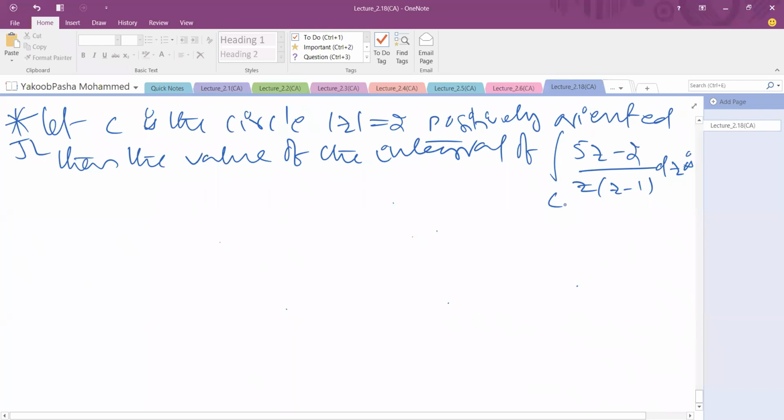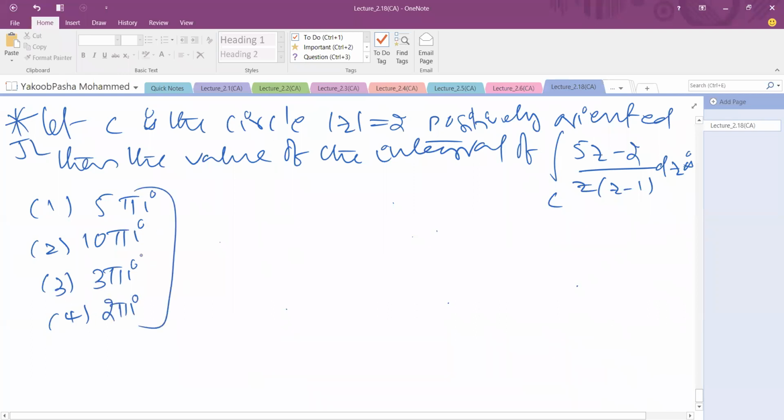Okay, we have options here. I'm writing options here. 5 pi i. Second option 10 pi i. Third option 3 pi i. And fourth option 2 pi i. Okay, these are the options we have.